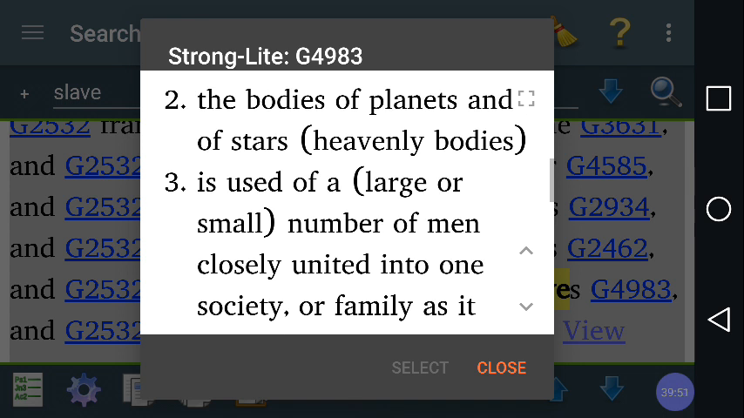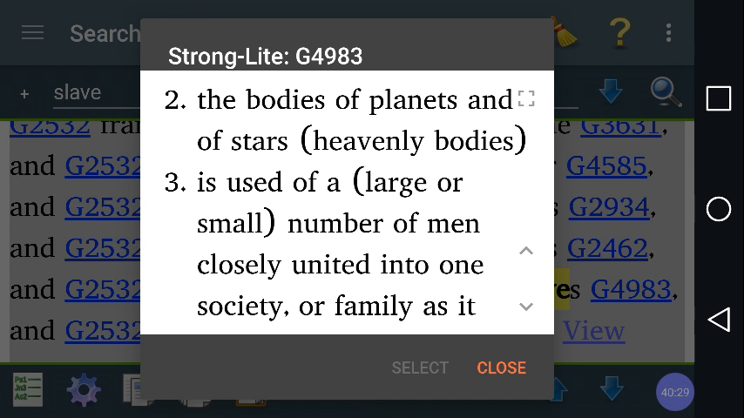Here, the third entry is use of a large or small number of men closely united into one society. So the word soma, that they mistranslate in Revelation chapter 18, verse 13 as slaves, is really the word for body. The right word is body. It can be a living body. It can be a dead body. It can be a living body of a man or animal or planets or stars, heavenly bodies, heavenly soma.